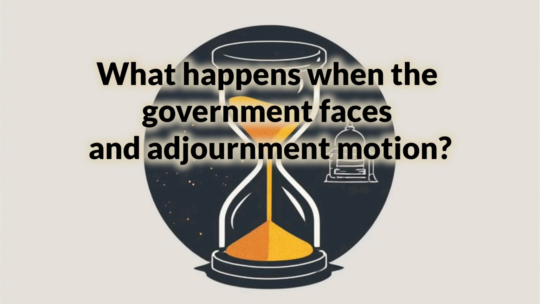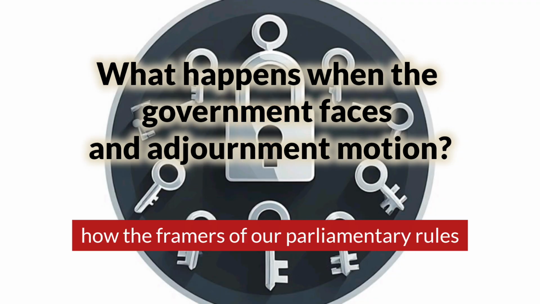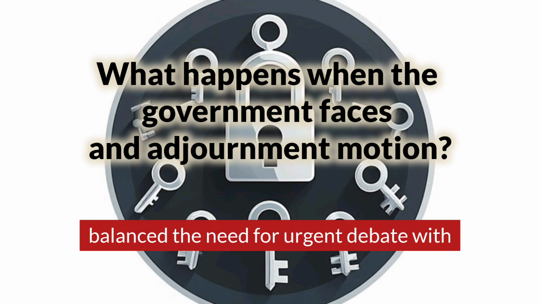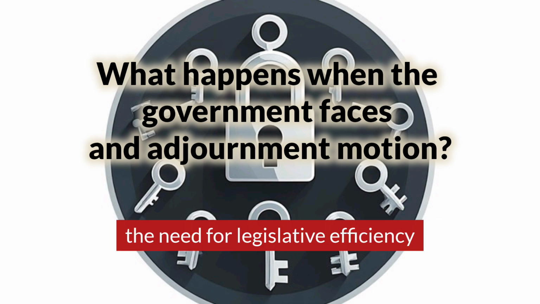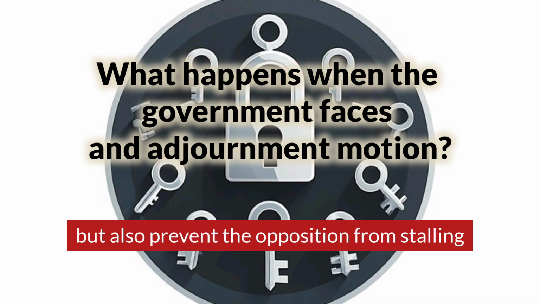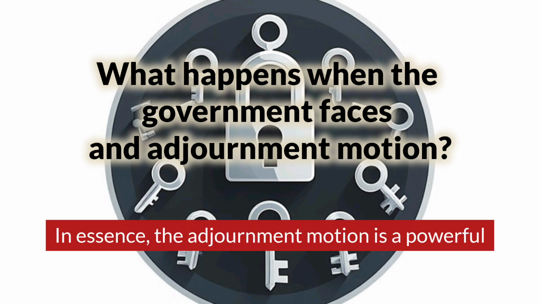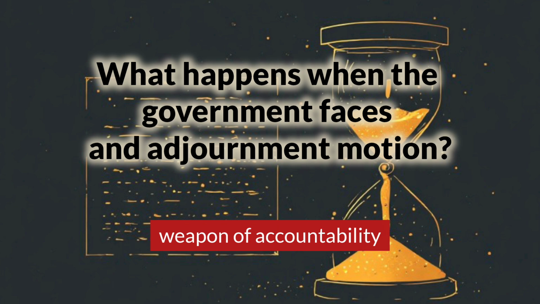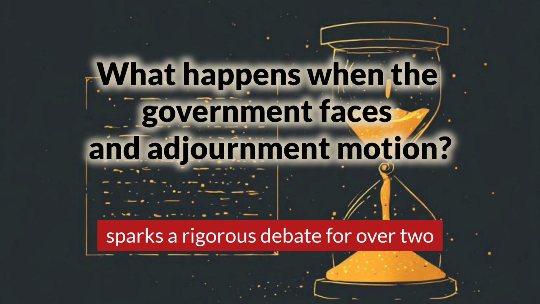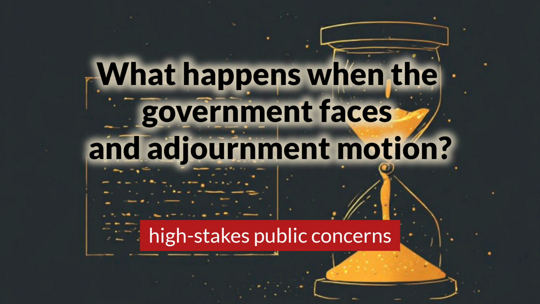Exactly. It really highlights how the framers of our parliamentary rules balanced the need for urgent debate with the need for legislative efficiency. It ensures the government cannot dodge a national emergency but also prevents the opposition from stalling parliament over trivial or repetitive matters. In essence, the adjournment motion is a powerful weapon of accountability. It forces transparency, sparks a rigorous debate for over 2.5 hours, and tests the government's stance on immediate high stakes public concerns.